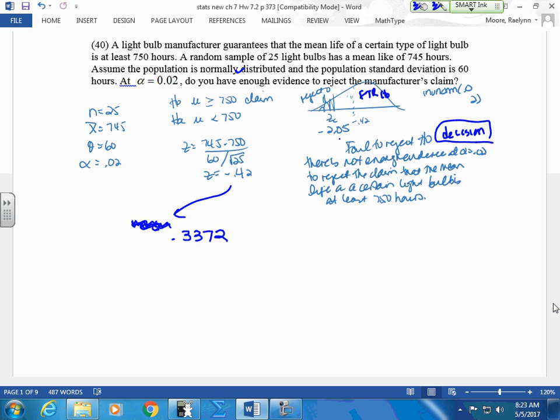3372. Do you find it? Okay, 0.3372. What do you do with this? Once you compare it to the inverse norm thing, you compare it to the p-val that you originally looked up. So this is your p-val for this thing. You compare it to your level of significance, which is 0.02. And don't we say that's greater?